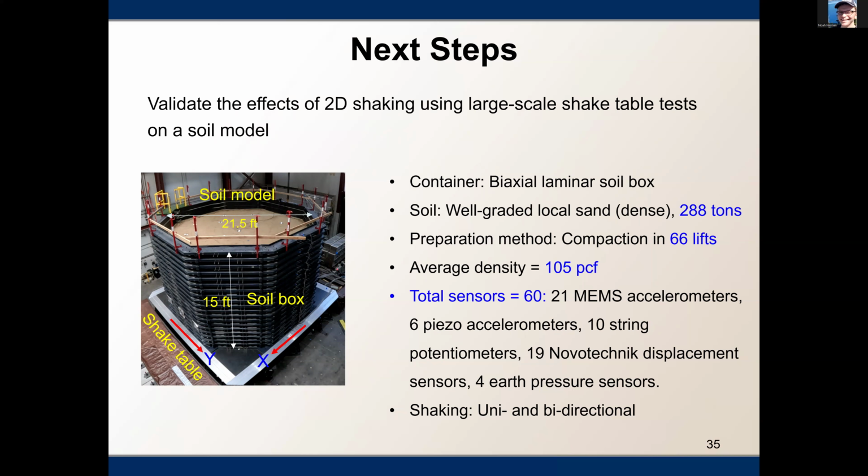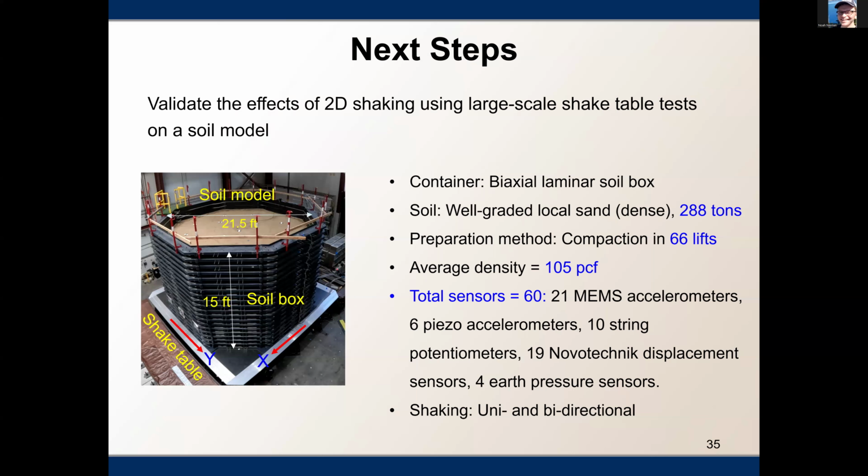So basically we have a soil box, as you can see, which is around 15 feet high, and the width is 21.5 feet. So this is the soil model, which is inside this box. And this box is on a shake table, which can shake in X and Y directions. This box is called the laminar soil box because it is made up of rings rather than being rigid, so the rings can move independently and is supported by bearings.